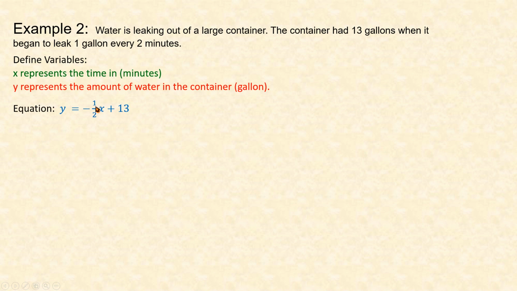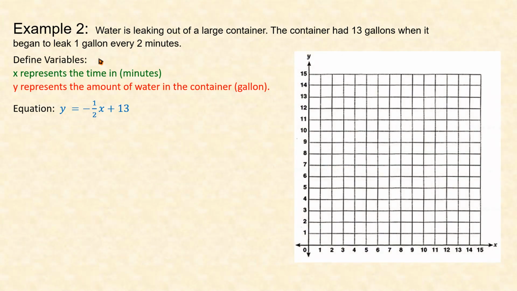Again, the slope is the change in the y on top and the change in the x at the bottom. So 1 on top, 2 at the bottom, because water is y, minute is x. Okay, and it's negative because it's leaking out. You're losing that much water. Now I'm going to graph this. So I start out at 13 and I go down. Oh, by the way, x is still time, y is still amount of water. From 13 I go down 1 over 2, down 1 over 2, and there's my line.